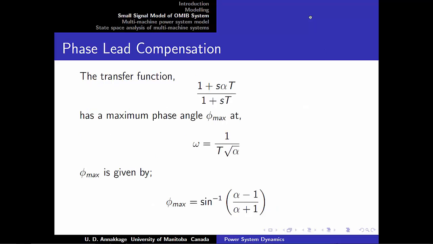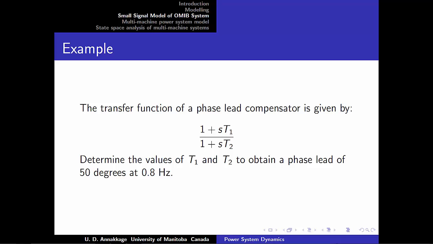If we express the phase advance block in the general format in terms of variables alpha and T, as shown in the equation at the top of this slide, then this transfer function has the maximum phase angle phi max at frequency omega equals 1 over T times square root of alpha, and we can also show that the maximum phase angle phi max is given by sine inverse of alpha minus 1 over alpha plus 1. Here omega is the frequency of the electromechanical oscillations in radians per second. We can solve these two equations to determine the time constant of the phase advance block.